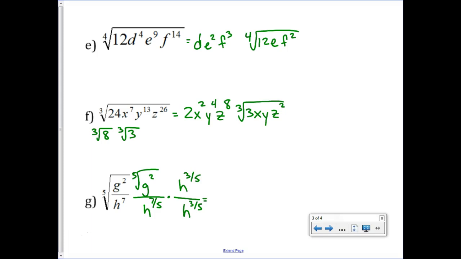So then I have the 5th root of g squared h to the 3rd, over, then I have h to the 10/5. Well, 10 divided by 5 is 2, h squared. And so that really is our final answer. That's as simplified as we can get it without putting a radical in the denominator.